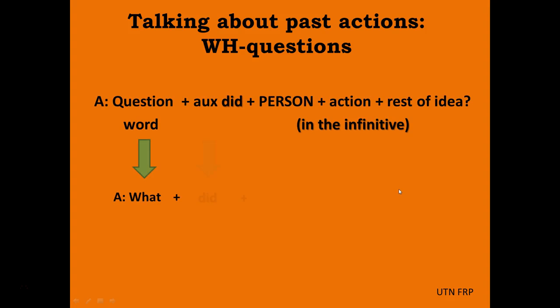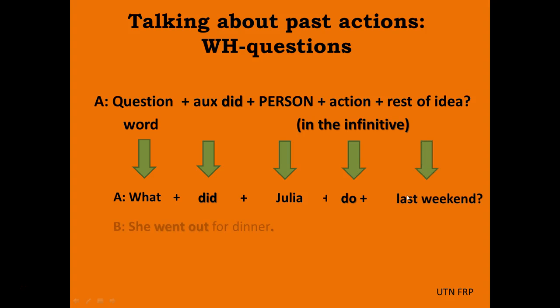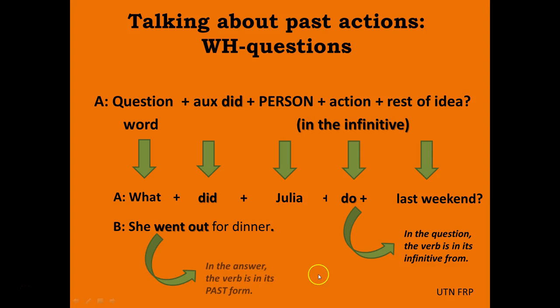So we say, what did Julia do last weekend? She went out for dinner. So we say that in the question, the verb is in its infinitive form. But in the answer, the verb is in its past form. We use a verb in infinitive because we are in the presence of did. And then when we answer, we use a past form.